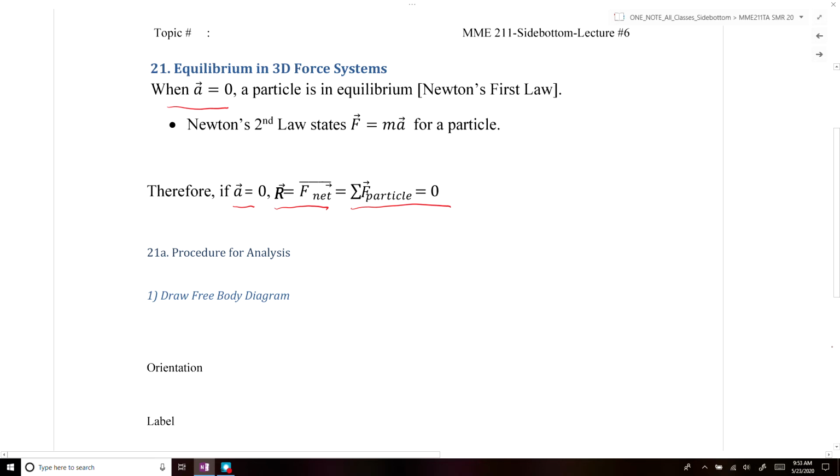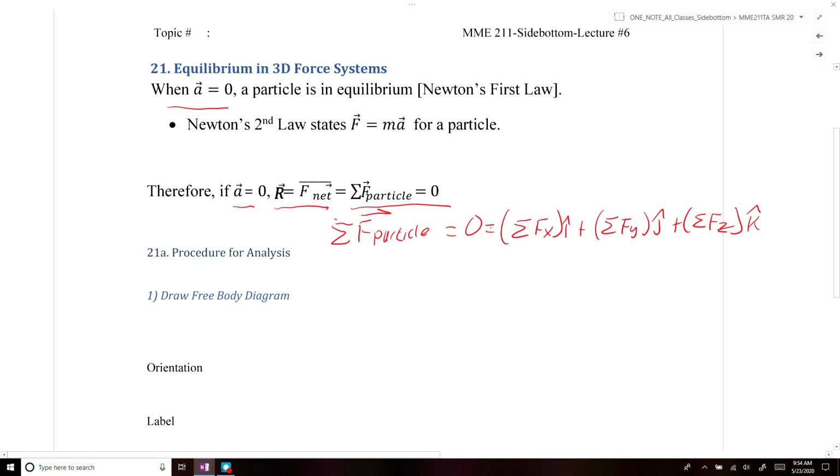So for 3D, what that is saying is that the sum of all the forces on a particle is going to be equal to 0, and we can say that's the same thing as the sum of all the forces in the x direction times the unit vector i plus the sum of all the forces in the y direction times the unit vector j plus the sum of all the forces along the z-axis times the unit vector k.